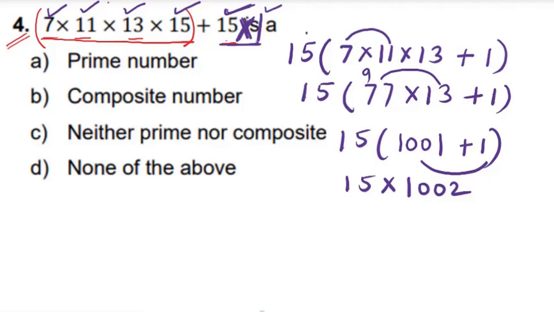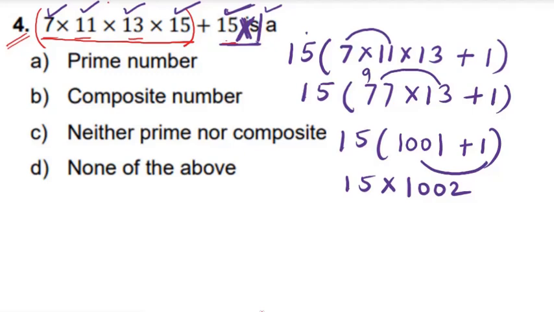Now this 15 is a composite number because it is divisible by 3 and 5, other than 1 and 15. And this 1002 is also a composite number because it is an even number and it is divisible by 2. So when you multiply 15 into 1002, the number will be divisible by 3, 5 and 2, other than the numbers 1, 15 and 1002.